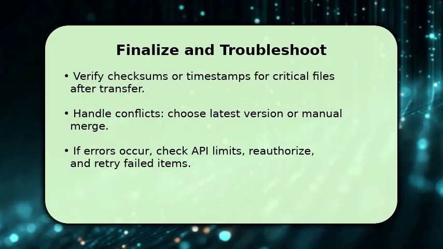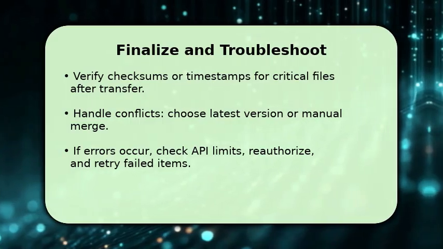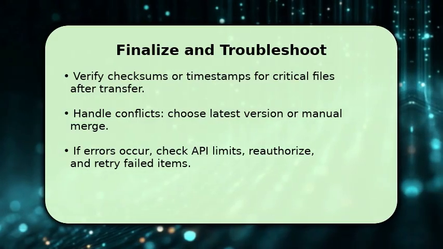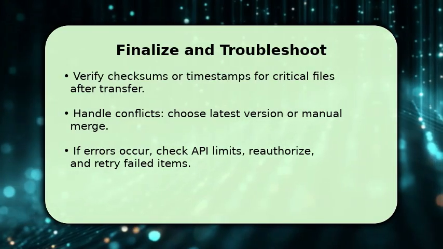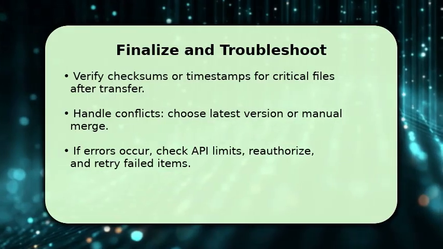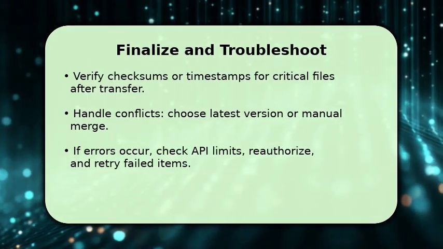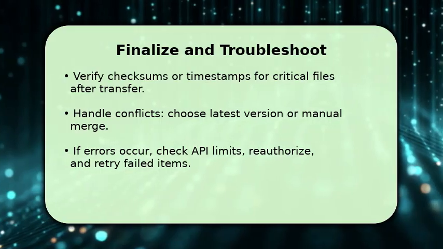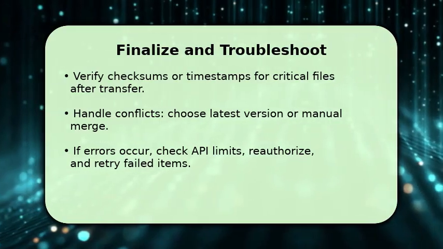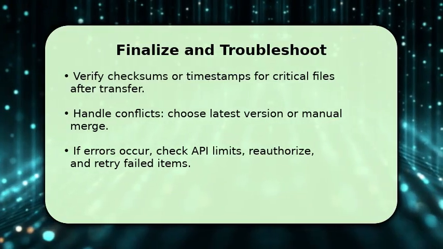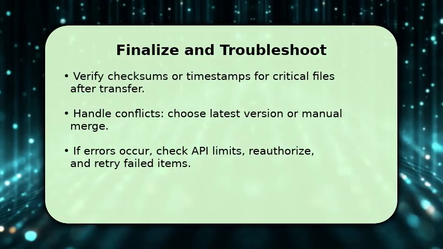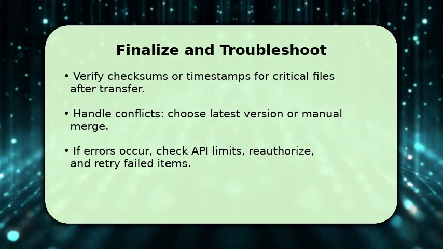You should scan for conflicts and decide whether to keep the latest version or merge manually. Make sure to empty any temporary transfer folders afterward. If something goes wrong, reauthorize both accounts first, then review error logs for API rate limits or permission denials. Once fixed, resume only failed items to avoid duplicates. This approach ensures a clean final state and minimal disruption to your workflow.